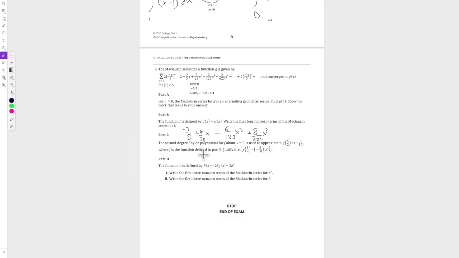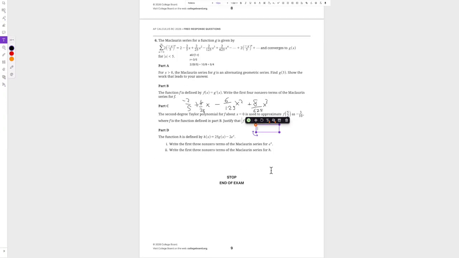The second degree Taylor polynomial for f about x equals 0 is used to approximate f of 5 over 2 as negative 3/10. Justify this. And for this, you can just use Lagrange error bounds. So this is going to be finding the next term. The Lagrange error bound states that the difference between your approximation and the actual value is always going to be less than the very next term.